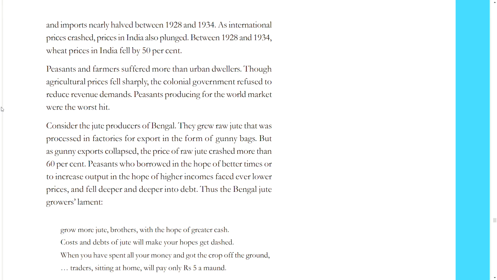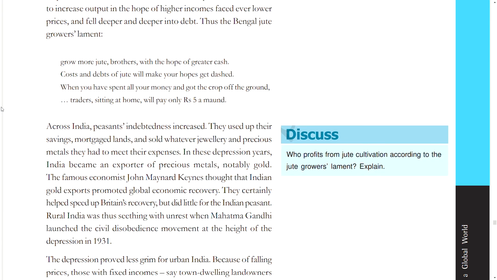Peasants who borrowed in the hope of better times, or to increase output in the hope of higher incomes, faced ever lower prices and fell deeper and deeper into debt. Thus the Bengal jute growers' lament: Grow more jute, brothers, with the hope of greater cash. Costs and debts of jute will make your hopes get dashed. When you have spent all your money and got the crop off the ground, traders sitting at home will pay you only ₹5 a maund.